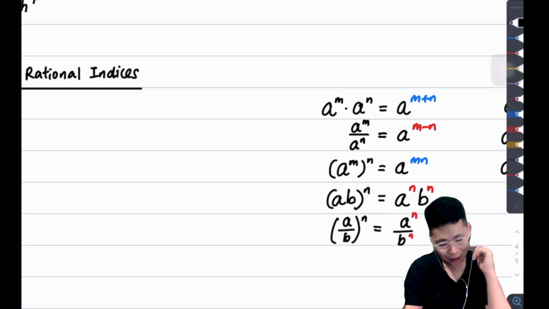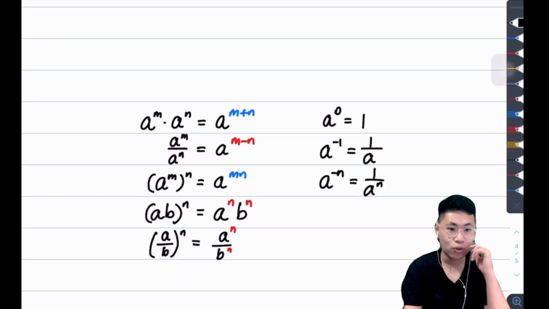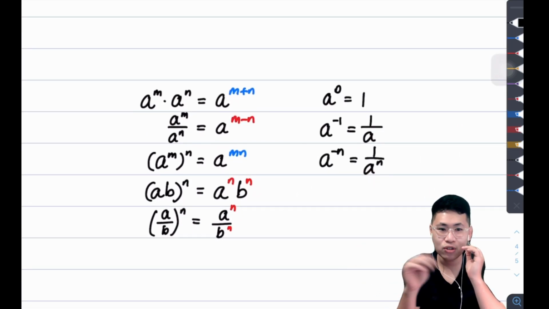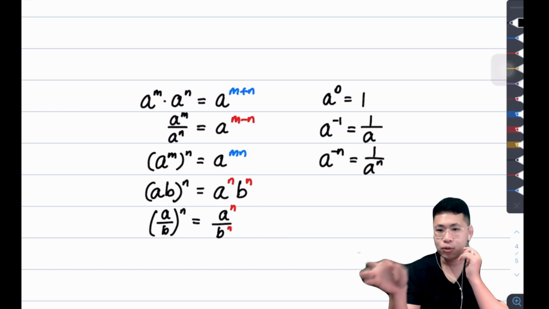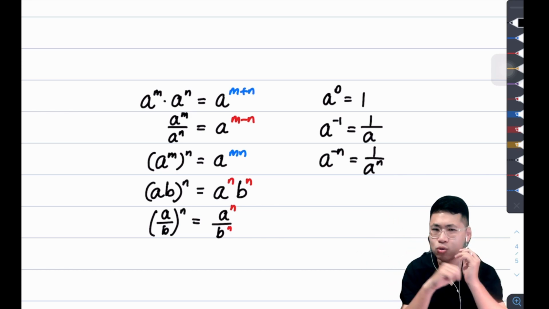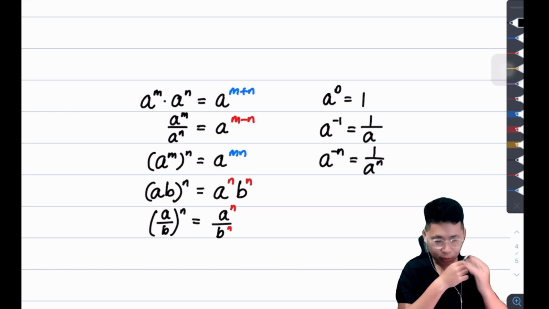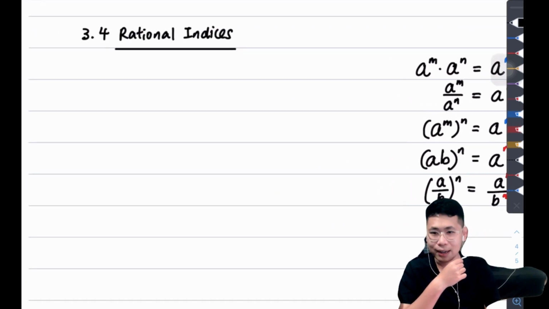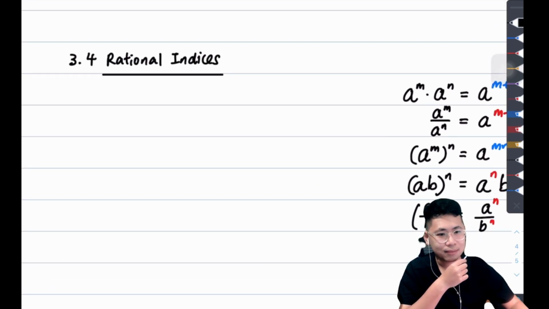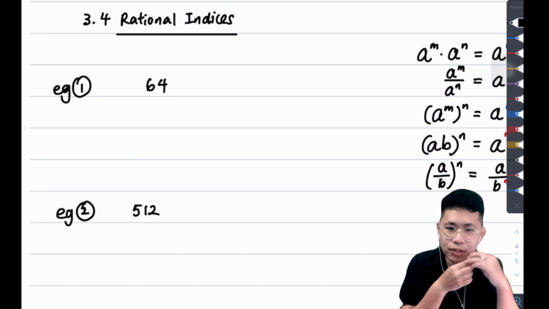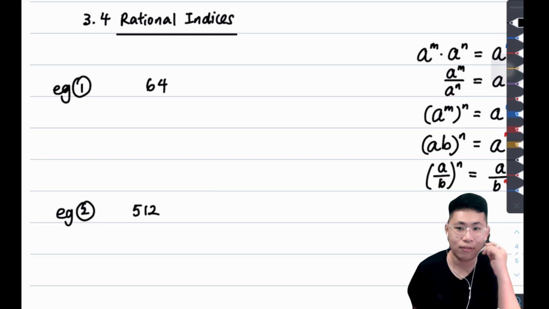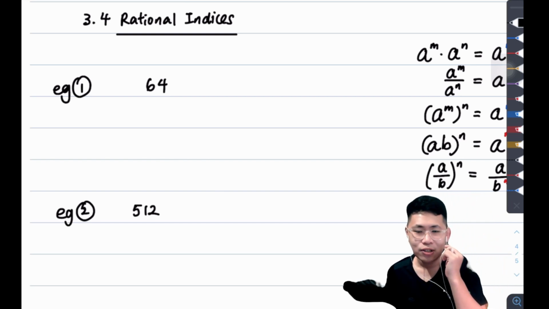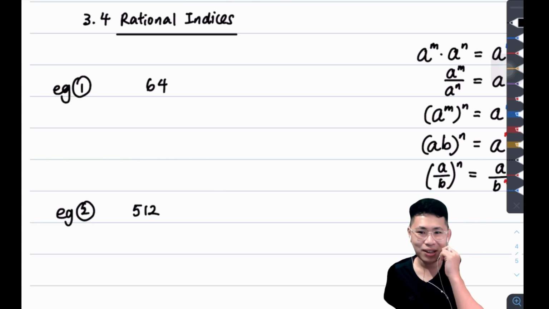Okay, so before we move on, let me quickly flash to you. These are some of our basic definitions and also our basic laws that we have. And today we're going to add on a little bit, maybe two more over here to show you what's really going on. Okay, over here we have two examples. I have a 64, I have a 512. So let us play with these numbers a little bit.